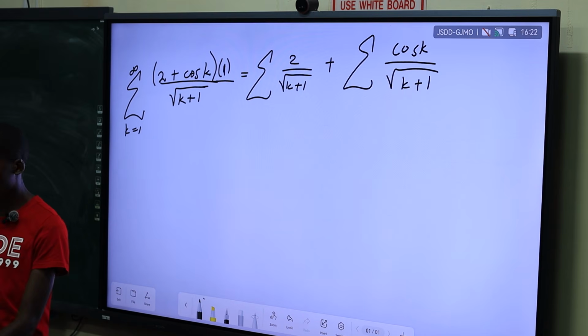Anyone with an idea, how can we integrate this? I'm proposing the integral test. I'm not sure if it will work or not, but from the look of things, I think it will work. I think.